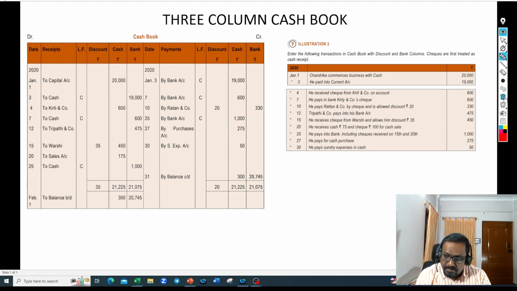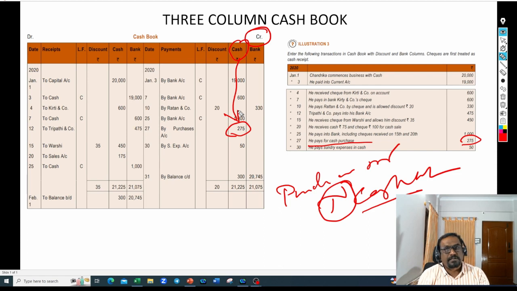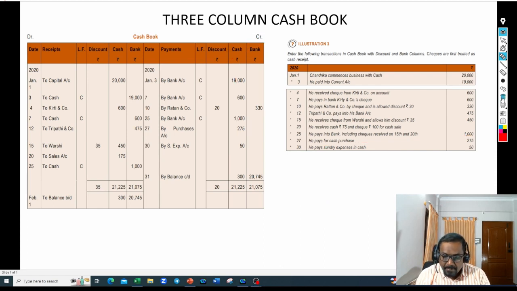Clear? Next, he pays for cash purchases, 275 rupees. Purchase is an expenditure. Purchase account debit and cash goes out, to cash account. This is the entry. Cash account is credited. So on the credit side, which column do we need to put it in? Cash column, because cash account is credited by purchases, and in the cash amount we put 275 rupees. Very simple.